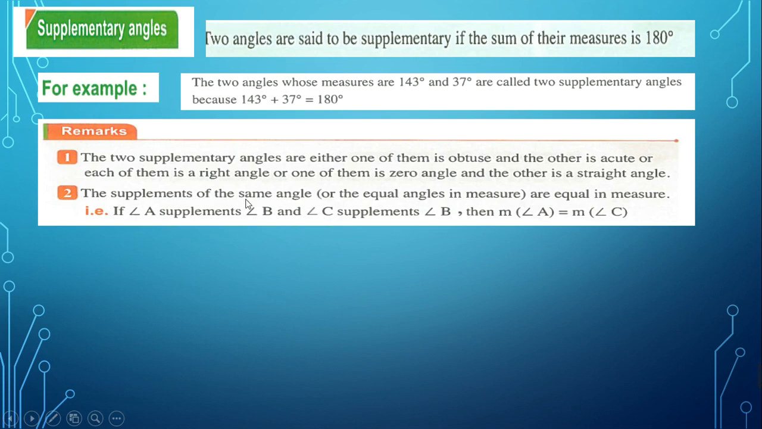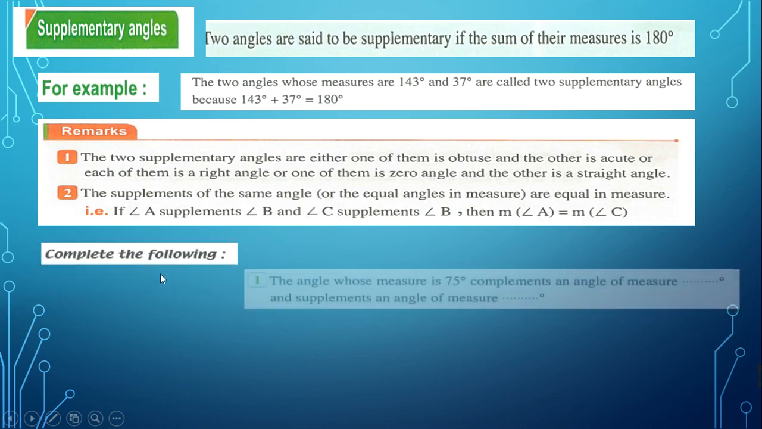The supplements of the same angle or of equal angles in measure are equal in measure. بمعنى if A supplements B and C supplements B, لاحظ ال B كومن مشترك، يبقى أكيد ال A equal C.